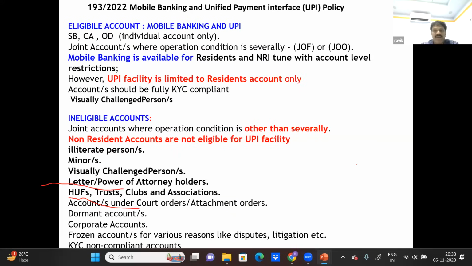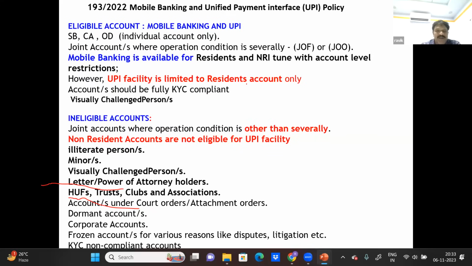Who are all eligible for mobile banking? SB, current account, OD, you know it. Joint accounts with joint operation, you know it. Mobile banking is available for residents and NRIs. Mobile banking is available for residents and NRIs also. UPI facility is available to only residents. This is important. UPI is limited to residents' accounts only.